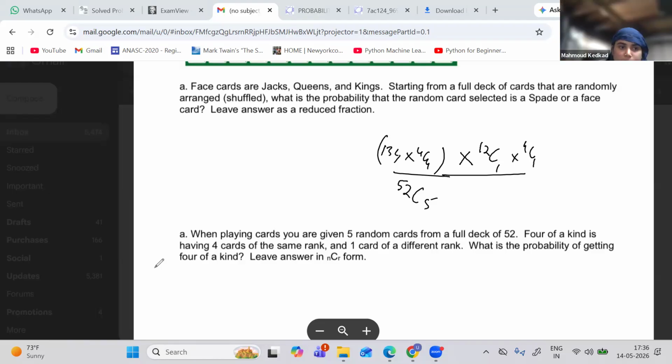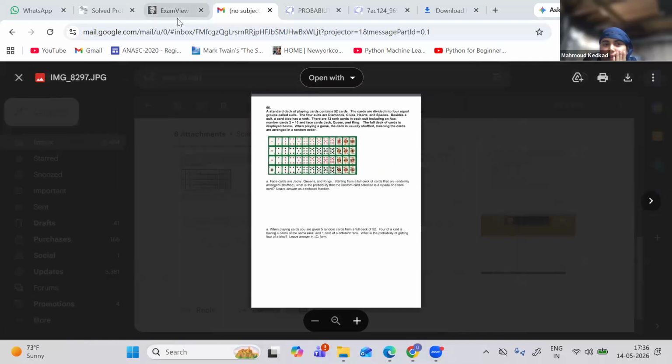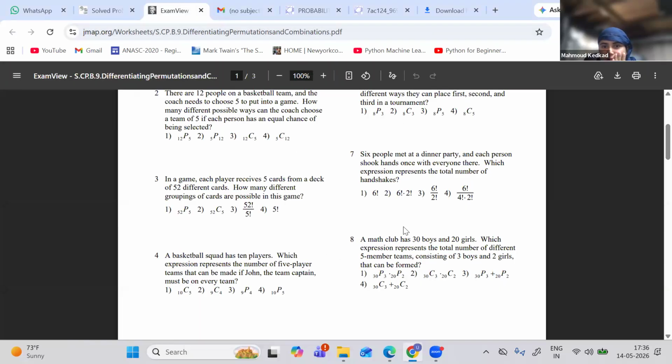Okay. I did find something for you. Maybe it could be on the test because it's a very classic probability problem. It's called a handshake problem. Have you heard of it? So you go to a party and people are shaking each other's hands. Let's say you're fixing the number of people, six people at a dinner party. Which expression represents the total number of handshakes that happen at the party?